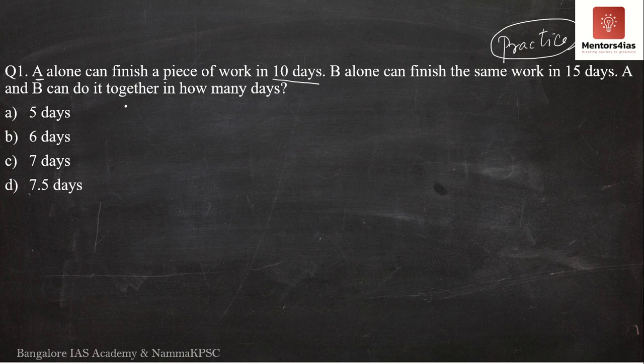So there's a person called A. A takes 10 days to complete the entire work. B takes 15 days to complete the entire work. Now what if both A and B work together? If both of them are working together, how many days will they take to complete the entire work? That is the question over here.